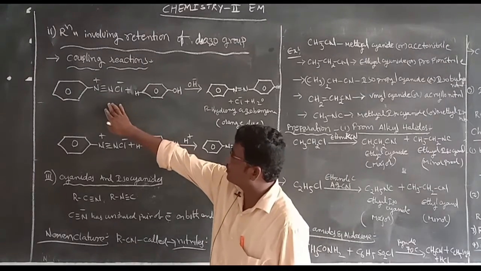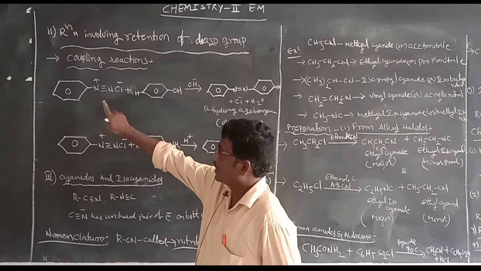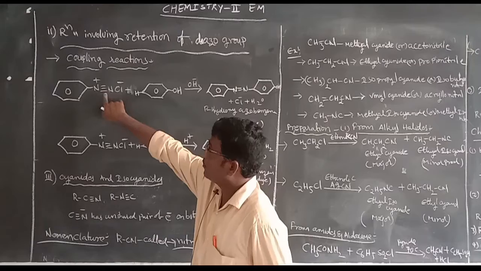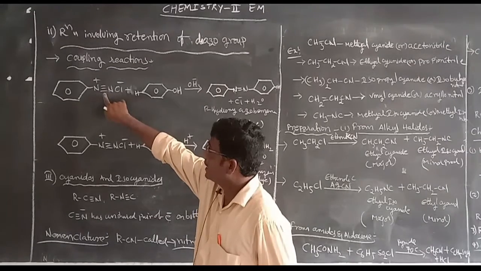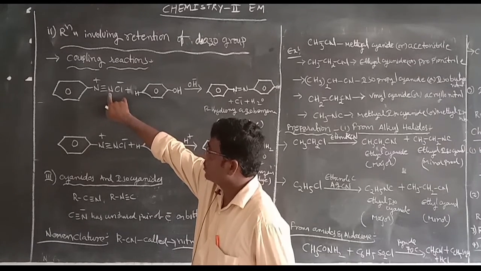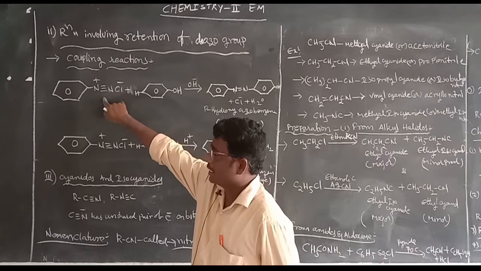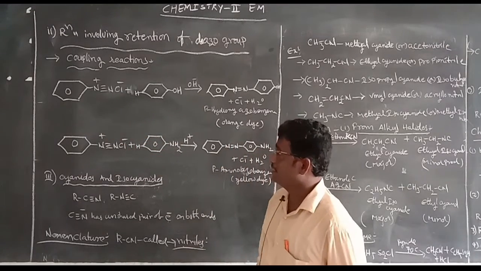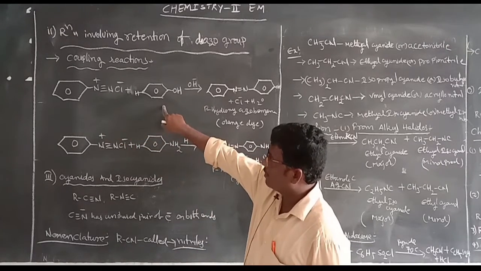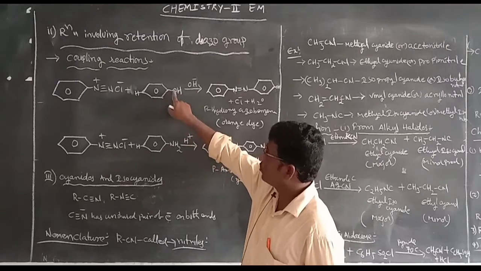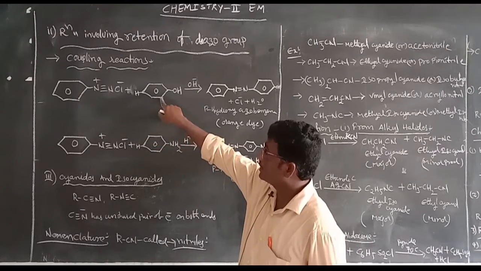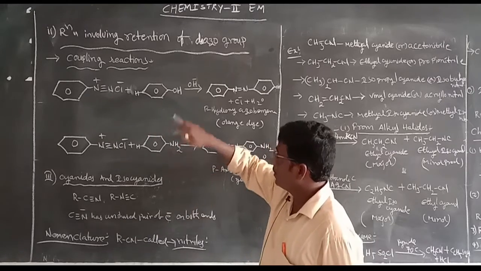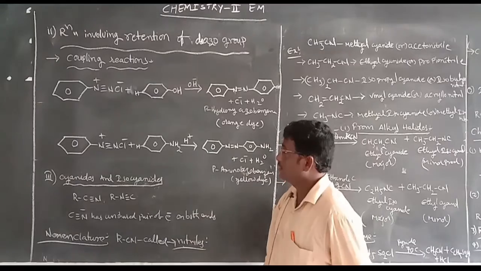Here is benzene diazonium chloride. Benzene is bonded with N2+, N triple bond N, and Cl minus ion. That is also called a diazonium salt, or benzene diazonium chloride. It is treated with phenol, an OH group attached to the benzene. Benzene diazonium chloride is treated with phenol in the presence of OH minus base.